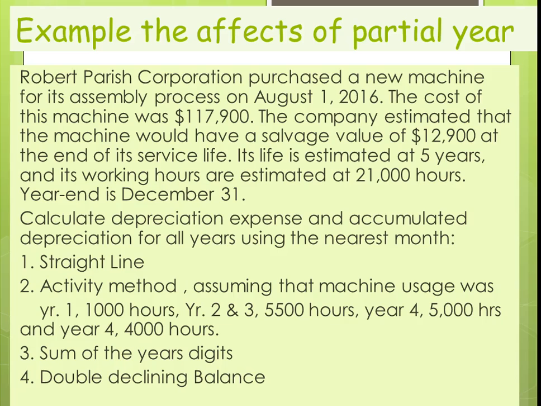So let's take a look at an example, and again, this is partial year, and in this case, what we're going to do is look at depreciation expense and accumulated depreciation, and we're going to look at straight line, activity method, sum of the year's digits, and double declining balance. And then, of course, what we want to do is pay attention to what information we need. So we need what did it cost us? Does it have a salvage value? What is its service life in years and units? Because we're going to do both methods. And also, when did we buy it?